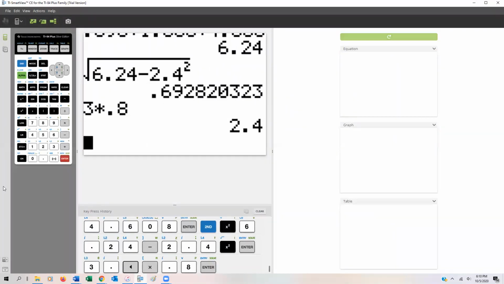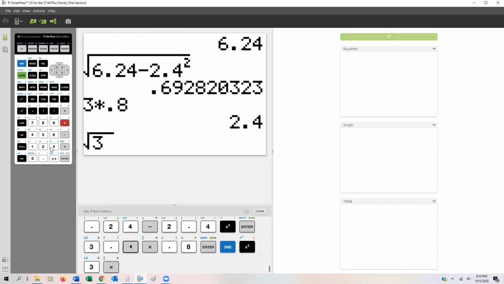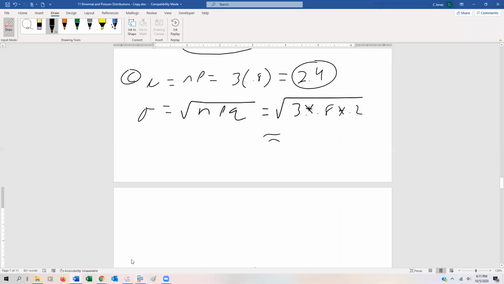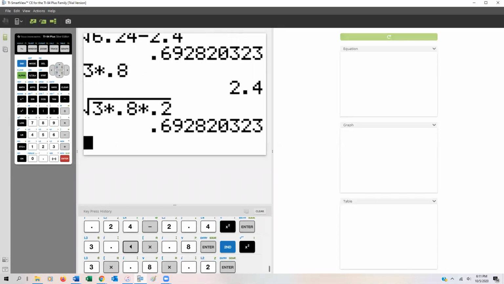And we're going to say square root of 3 times 0.8 times 0.2. And that gives us 0.69282, and then some runoff, 0.323. Boy, if only we had seen that number somewhere before. Hint, hint, hint, we have, but that's okay. So 0.69282.